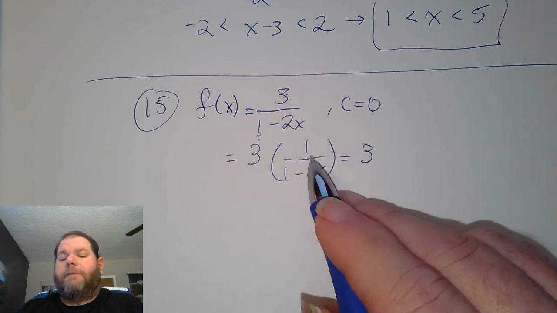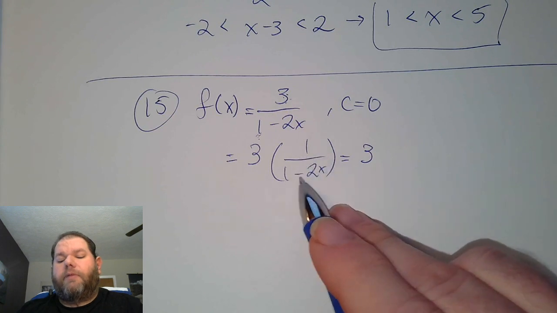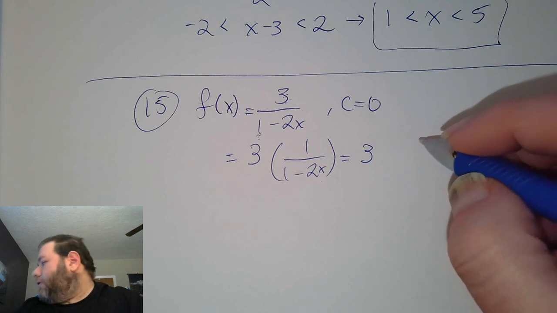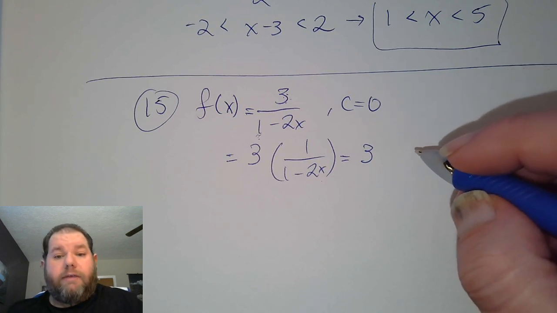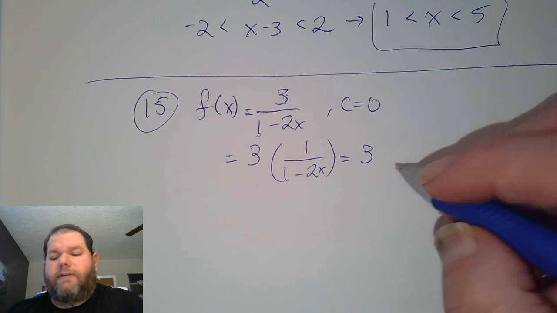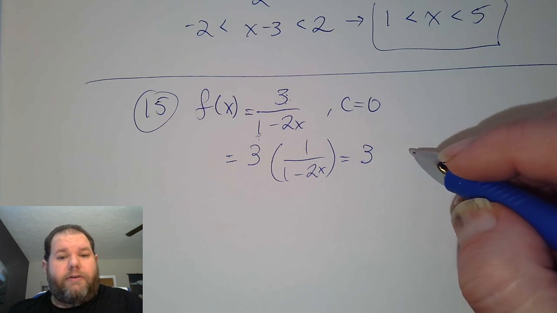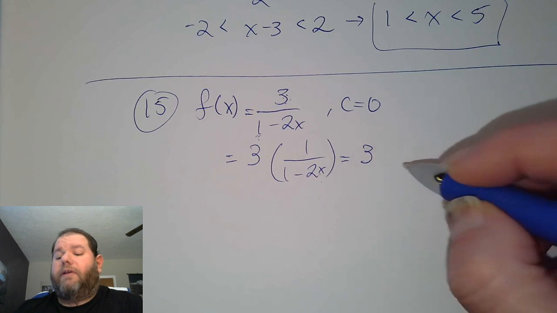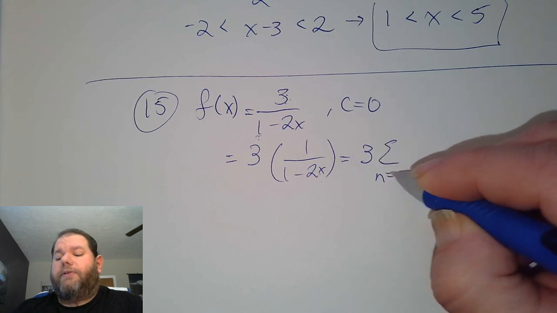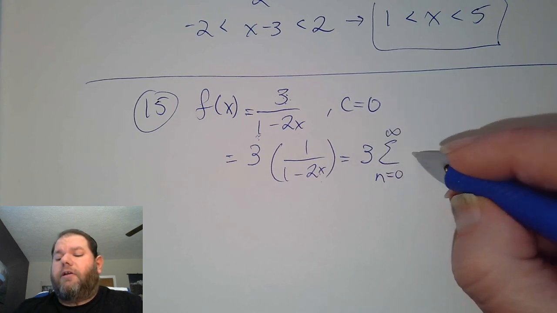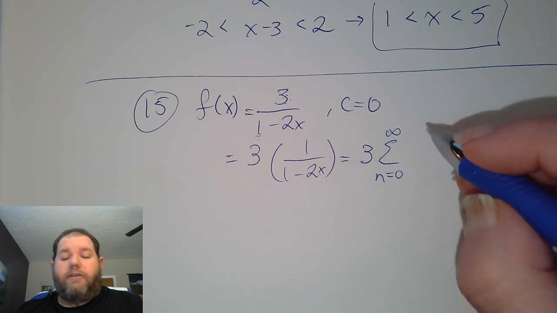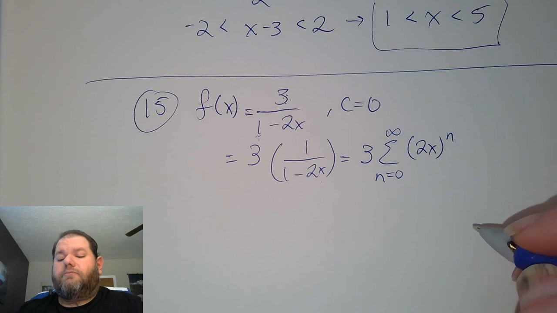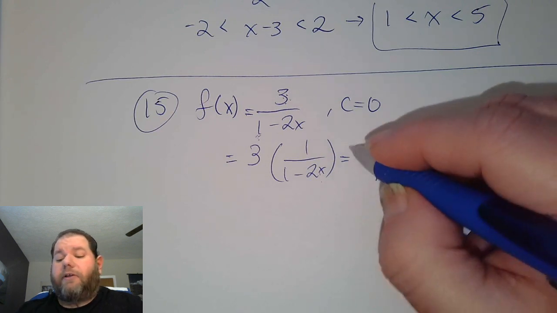Now, we have a power series. This is 1 over 1 minus f of x. I'm going to give you this formula on the formula sheet. I don't quite believe I gave you all of these on the practice test, but we talked about it in class on Tuesday. 1 over 1 minus f of x is the sum, n equals 0 to infinity, of that function raised to the nth power. So there'll be 2x to the nth power. And that's it. That's our answer right there.